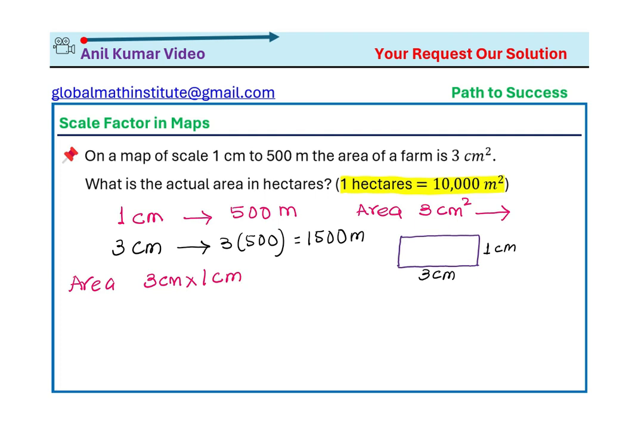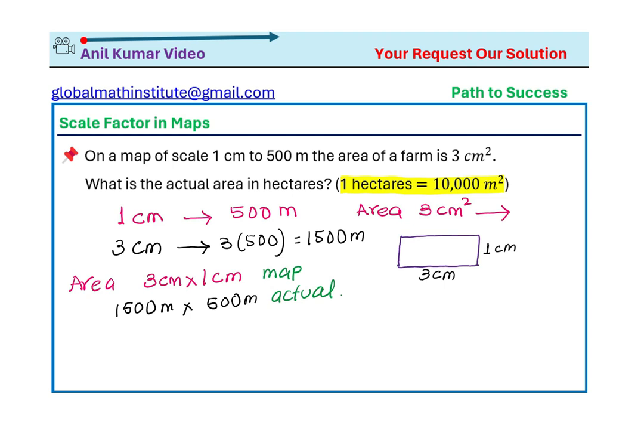So that means you have to multiply 1500 meters by 500 meters. So this one which we wrote earlier is on the map, correct? This is actual. Does that make sense to you, correct? So that's how it has to be done.